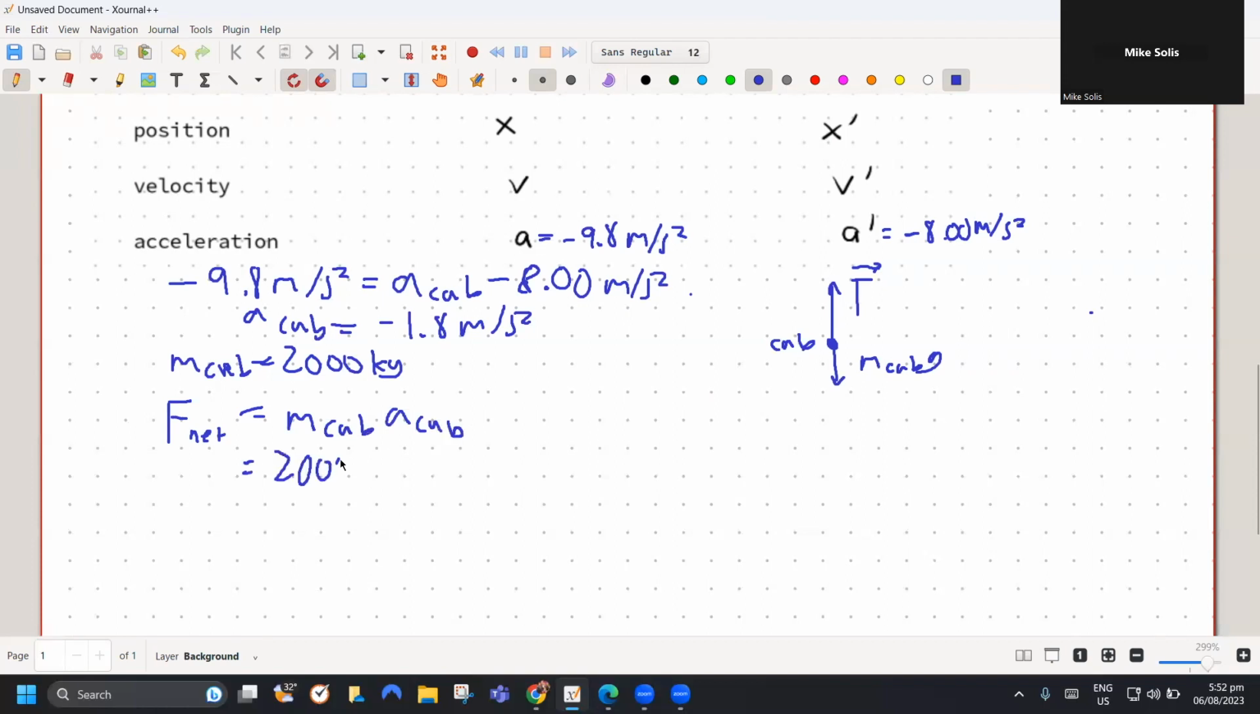Actually, Newton's second law says na pag kinalculate mo yung net force, whatever the result is should be equal to m cab a cab. Hindi siya F net is equal to m cab a cab na yan yung definition. So ang F net is not defined as m cab a cab. F net is yung sum ng forces.